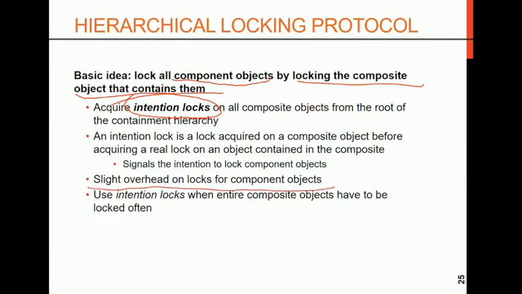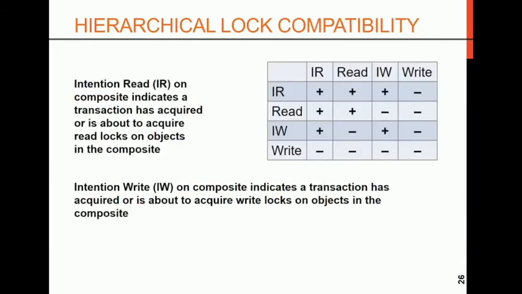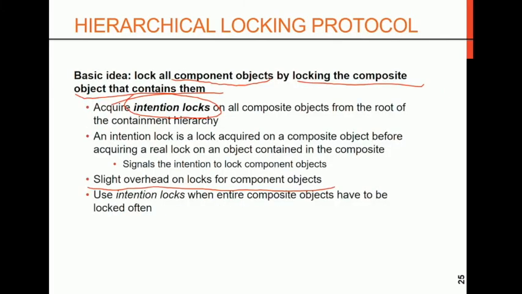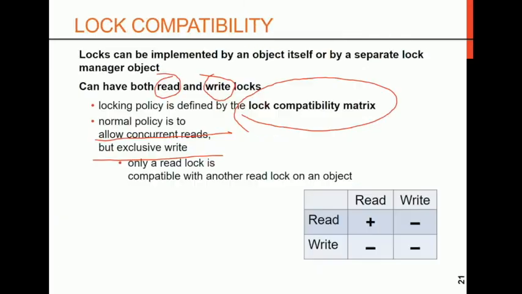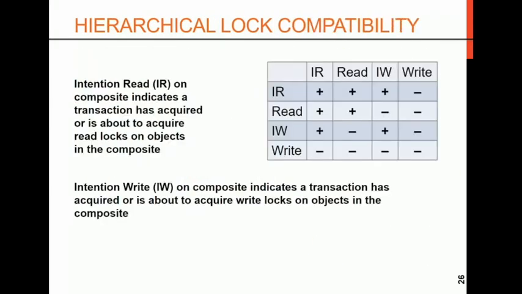It's beneficial because you allow people to come into the composite and do their own operations as you're accessing certain objects. But that does increase the complexity of our compatibility matrix slightly. So this is the compatibility matrix for hierarchical locking. For the one for reads and writes only, it was very simple. You just had read and writes. For this one, we have intention to read and intention to write.